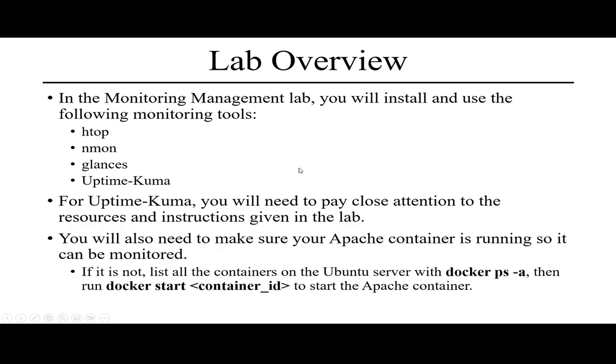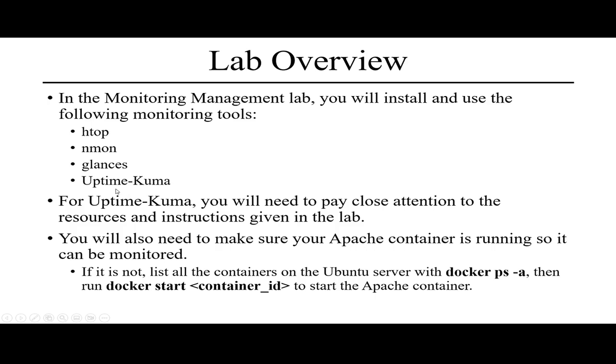Okie dokie, the lab overview. You're going to actually install and use the following monitoring tools. These are ones, other than Uptime Kuma, I didn't mention: htop, nmon, and then Glances. You'll need to install these first three on your Ubuntu server, and then you run a container of Uptime Kuma for the rest of the lab. You're going to spend the rest of the time paying close attention to the resource instructions I've given in the lab to set up Uptime Kuma.